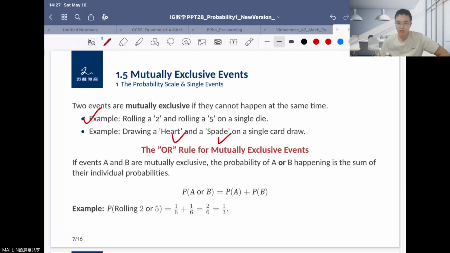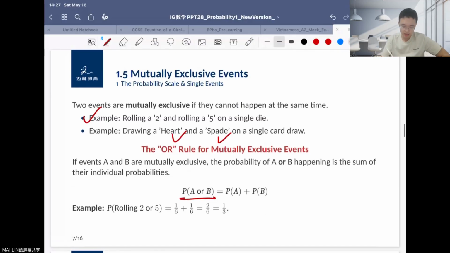So we can say here, when you say P of A or B, that maybe A will happen or B will happen, then we can write it as the probability of A added with the probability of B, because it's the total probability for either of the two events happening.